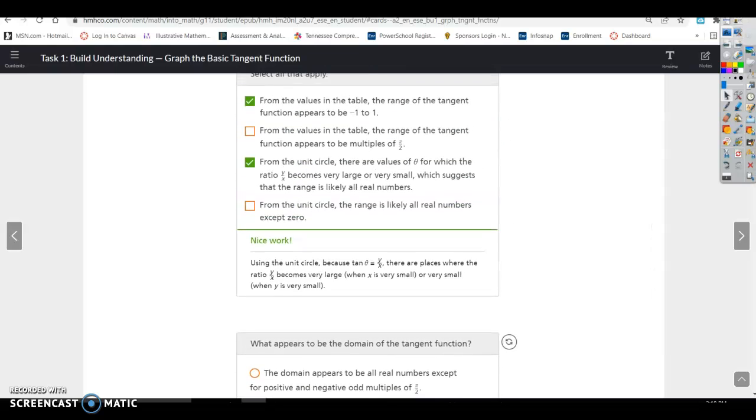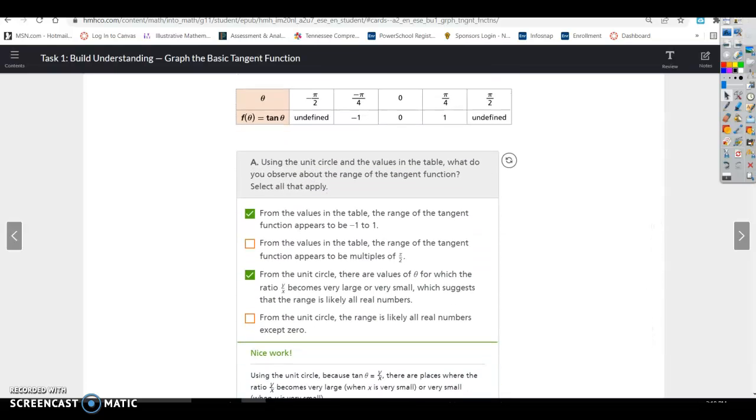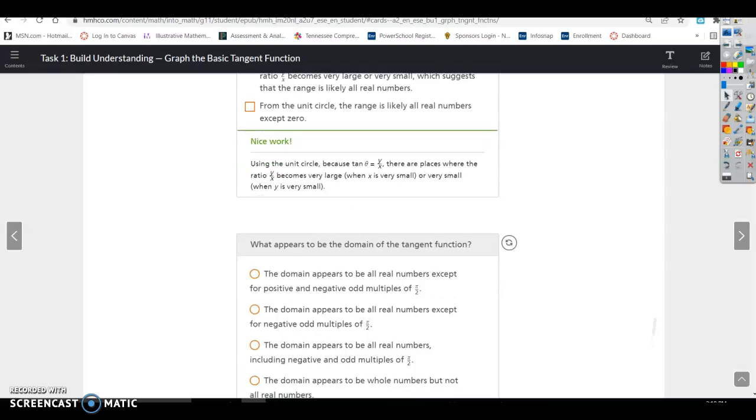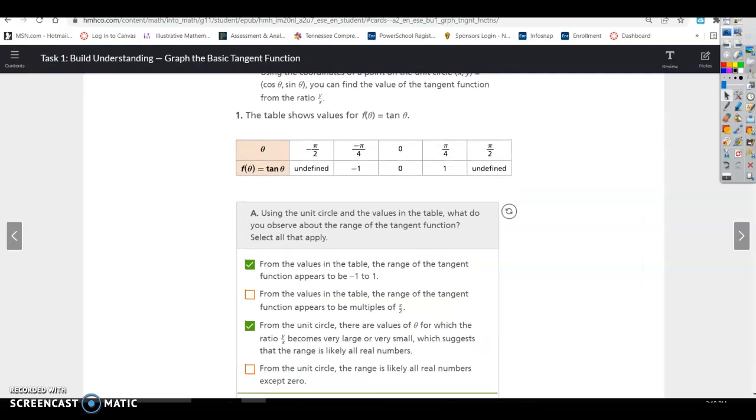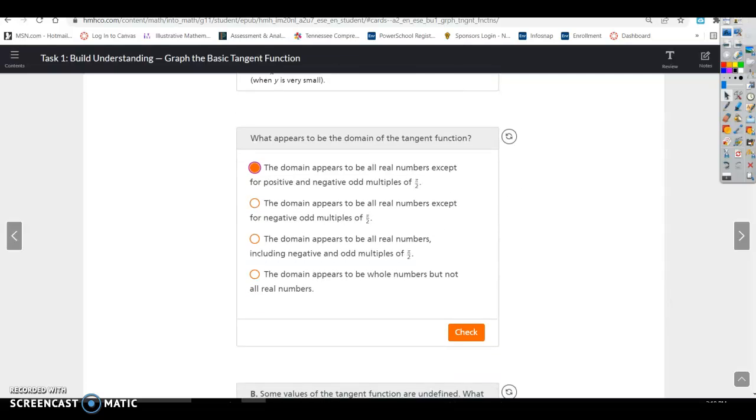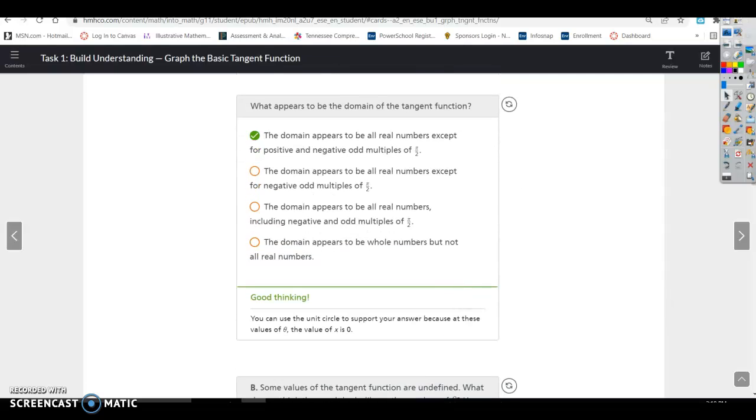All right, so the domain again, remember the domain is these values here. So the domain does appear to be all real numbers except for positive and negative multiples of pi over 2. And the reason I say that is because at those values it says undefined, but the rest of those values would be multiples of pi over 2.